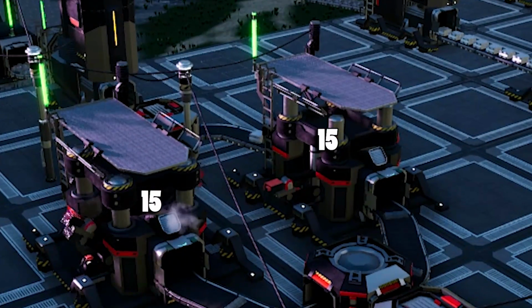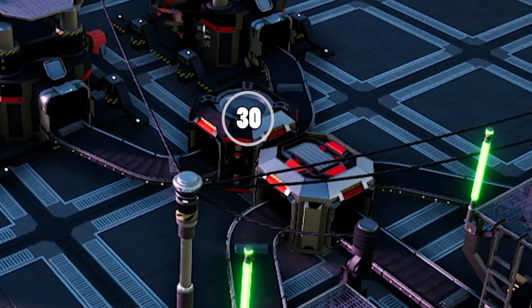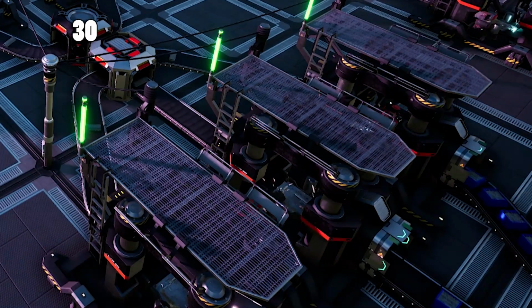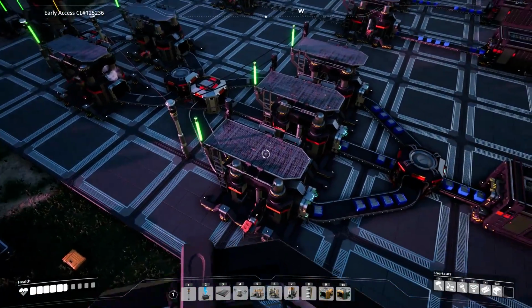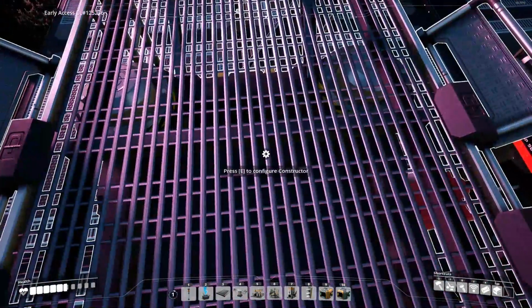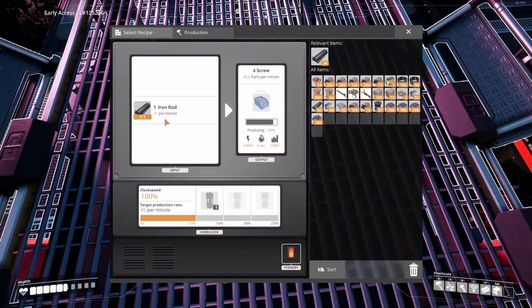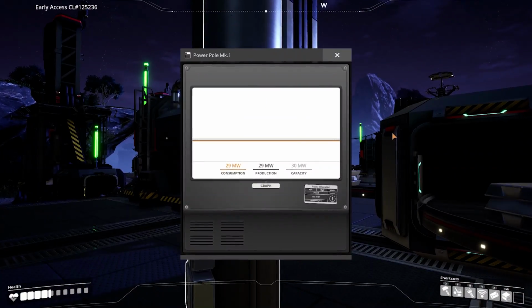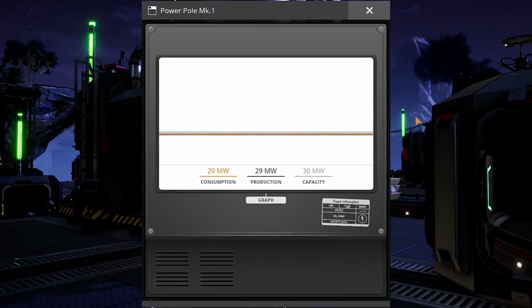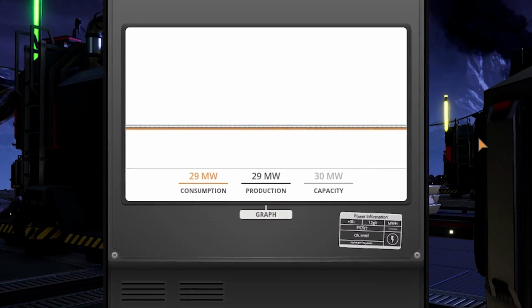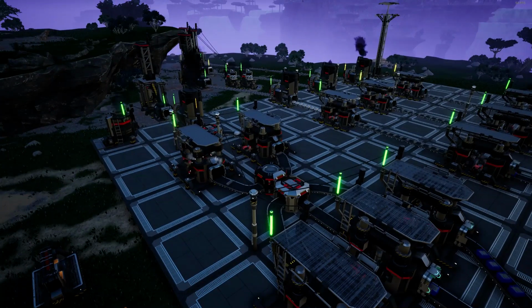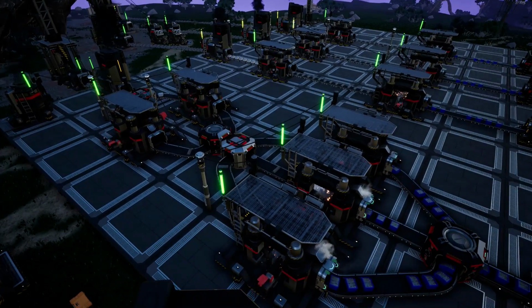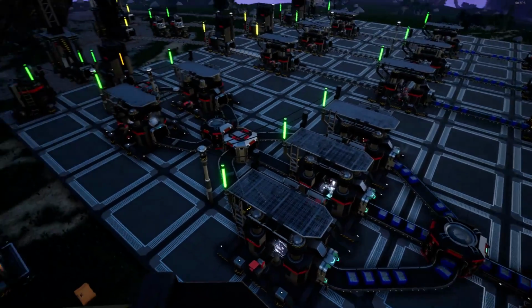Since iron rods are produced at 15 per minute, you've got 15 plus 15, which is 30, which is then split into 3, so 30 divided by 3 is 10. Now you've got 10 per minute. And the screws require 10 per minute, so it's 100% efficient. As you can see, this setup has a perfectly straight line, indicating 100% efficiency. This setup produces 3 times the amount of screws as did the first setup.